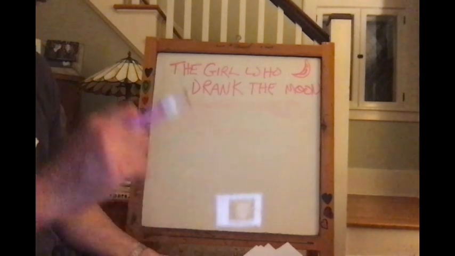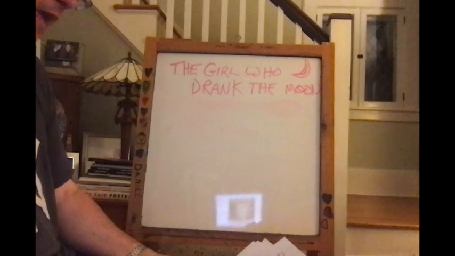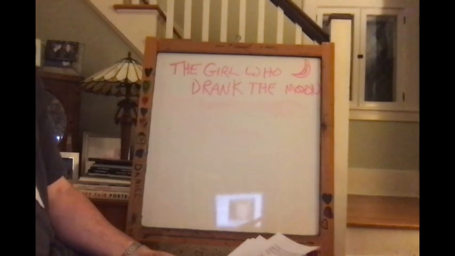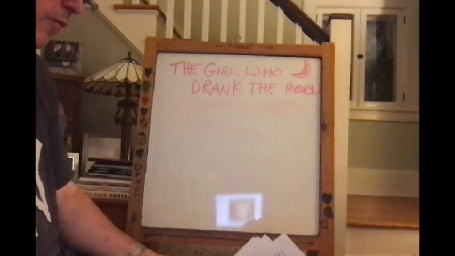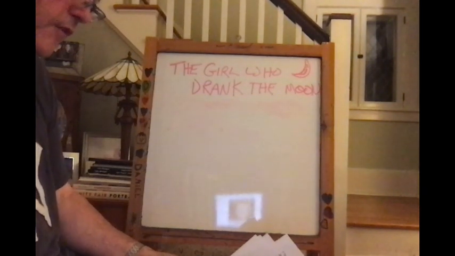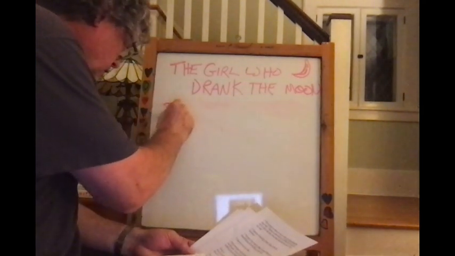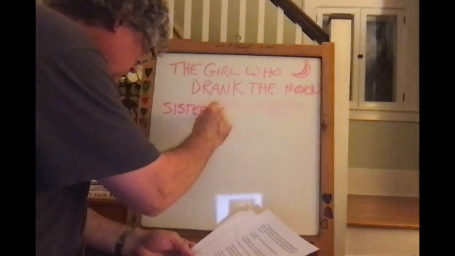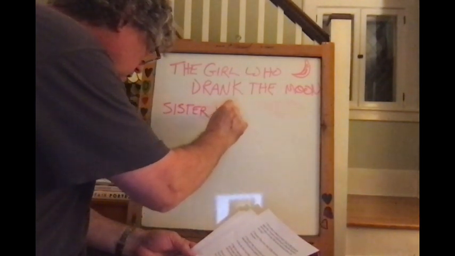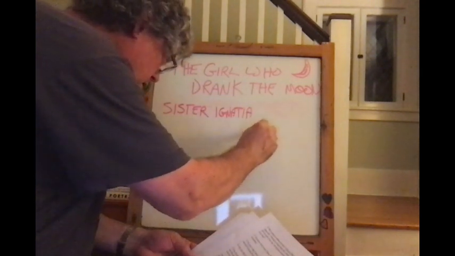Right. She was a witch, and she was a bad witch. What about Zan? Was Zan a witch? Sophie? Well, yeah, but she was a good witch. All right, so we have two different kinds of characters. We have Sister Ignatia, who was a bad witch, and we have Zan, who was a good witch.